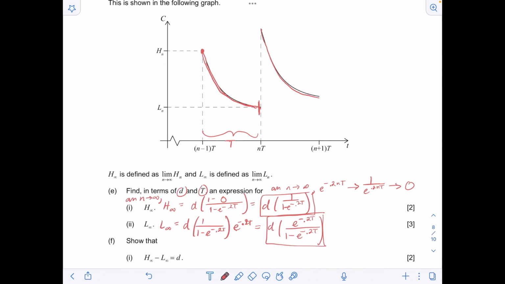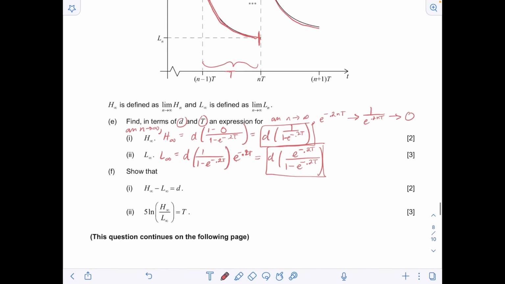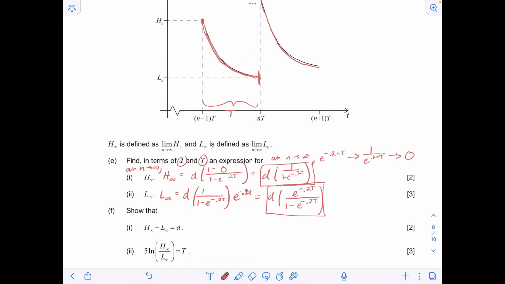And that is L infinity in terms of D and T. Part F says, show that H infinity minus L infinity equals D. So let's just see what happens when we substitute those expressions that we just found in for H and L. So you can see we'd have D times 1 over 1 minus e to the negative 0.2 capital T minus D e to the negative 0.2 t over 1 minus e to the negative 0.2 t.